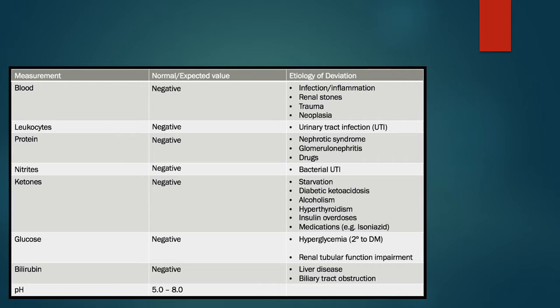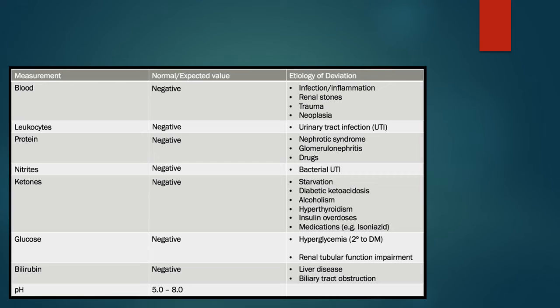Nitrites are end products of nitrate metabolism by gram-negative bacteria. In essence, it's a surrogate marker of bacterial presence, and therefore a urinary bacterial infection. Ketones are end products of fat metabolism that'll be present in larger amounts in cases of starvation or in diabetic ketoacidosis. Aside from these cases, you may see ketonuria with alcoholism, hyperthyroidism, insulin overdoses, dehydration, and with some use of medications like isoniazid.